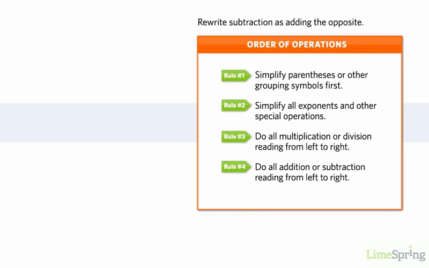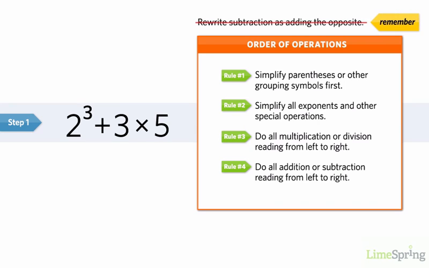Here's our first problem: 2 cubed plus 3 times 5. We start by rewriting any subtraction as adding the opposite. There's no subtraction, so nothing to rewrite. Remember, the trick of rewriting subtraction as adding the opposite isn't a rule in the order of operations. I've placed it above the list just to help make things look a little bit clearer. Okay, so on to the order of operations.